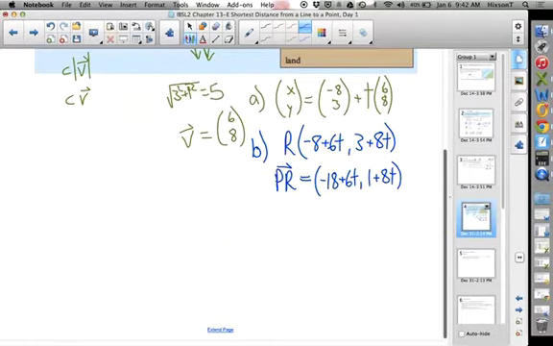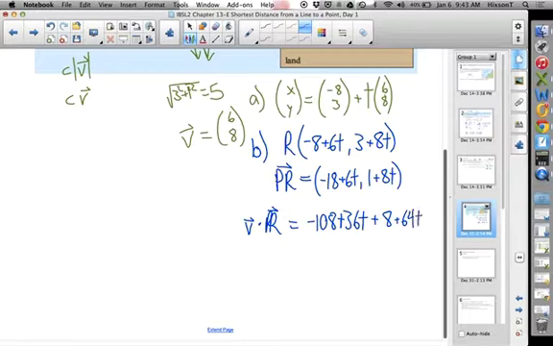And by the way, you can use the velocity or you can use the direction vector because those are parallel. So when you find the perpendicular, it'll be the same either way. Since I've got it here, I'll go ahead and use v dot PR. Alright, so 6 times -18 plus 6t, that's going to be a negative 108, plus 36t, and then plus 8 times 1 plus 8t, so 8 plus 64t.